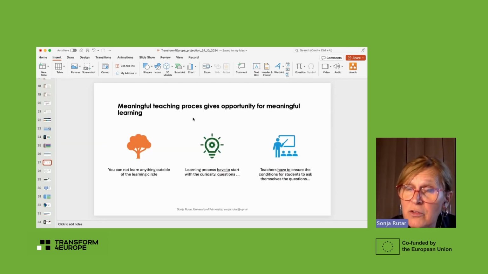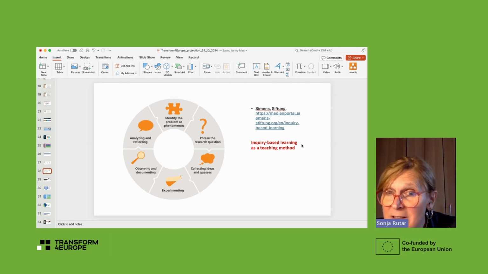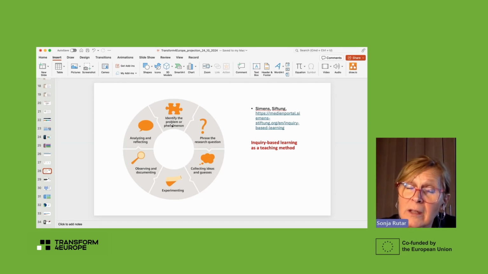The meaningful teaching process gives opportunity for meaningful learning, but nothing is outside of the learning circle. If you want to learn something, really it has to be in the learning circle. If we are looking from inquiry-based learning methods, it is in this way. If we identify the problem, phrase the research questions, collect ideas, experiment, observe, and analyze and reflect. This is here on this web page. I find it really nicely explained. So the most important is to recognize the phenomenon, the problem, and then to search things.